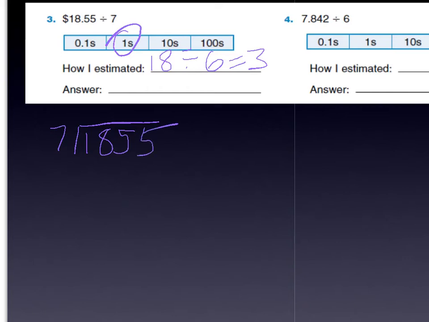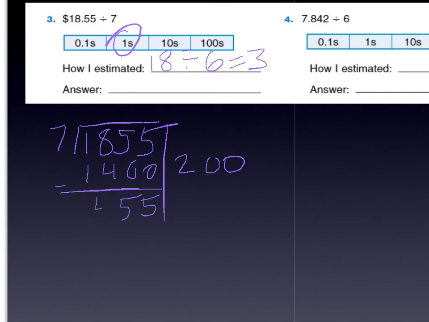Okay? So, partial quotients. 7 times 2 is 14. 7 times 200, 2 times 20 is 140. 7 times 200 is 1400. And it's underneath, so I can subtract. Okay, so I get 5, 5, and 4.